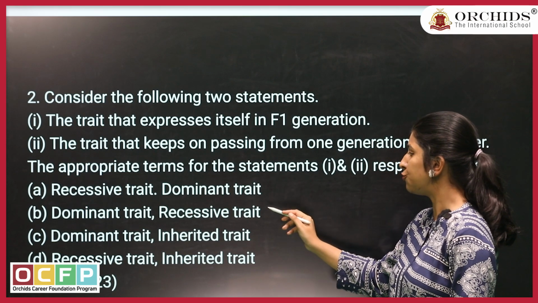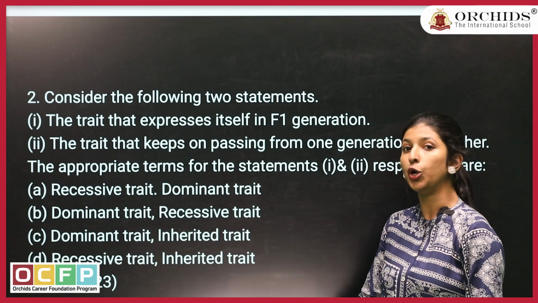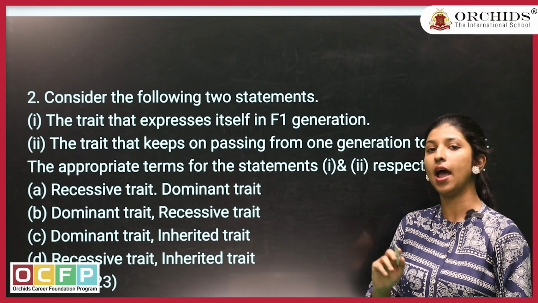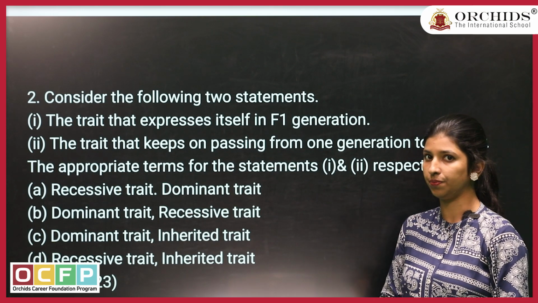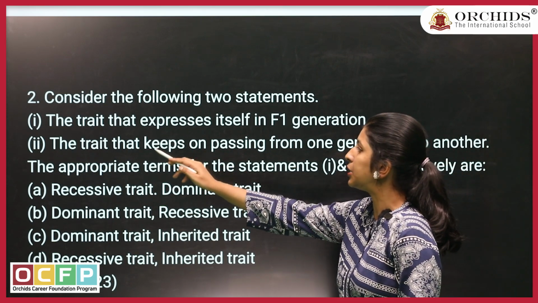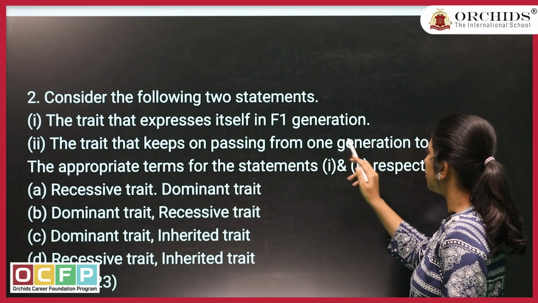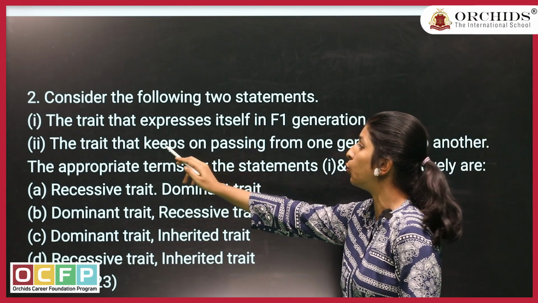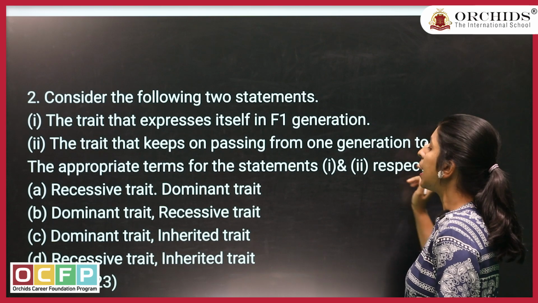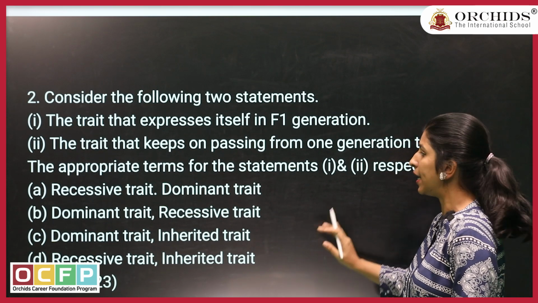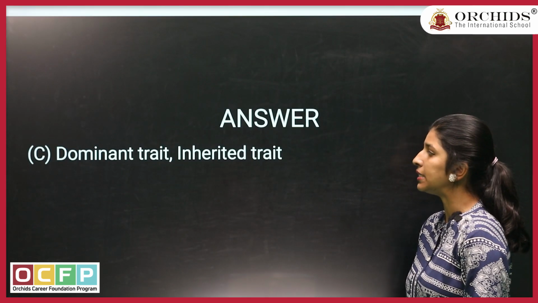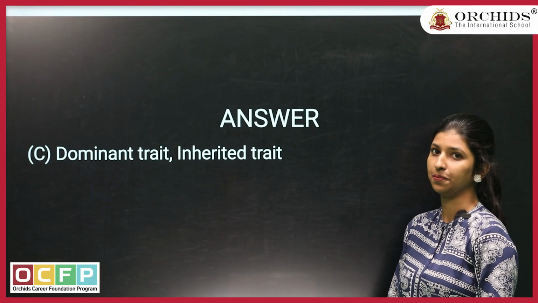that the recessive trait will not be passed on to all the progenies of the F2 generation in case of monohybrid crosses and also in dihybrid crosses. So in this situation, we can understand that the trait that keeps on passing from one generation to another, the phrase "keeps on" is very important, will be the inherited trait. So the answer to this question is option C, the dominant trait and inherited trait.